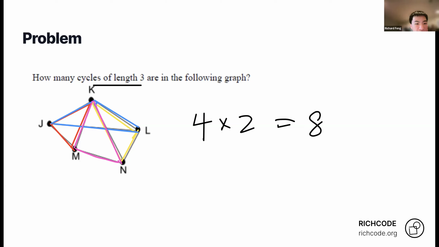Okay, can't you do KJL and KLJ? Yeah, so that is why we have to multiply by 2. So it's the same thing as just counting how many triangles you see in this graph. But if ML were connected, which it isn't, then it would be a complete graph. And in that case, we can just do 5 choose 3 to find the number of triangles. But obviously that doesn't work. So we do have to manually count how many cycles there are and then double it.